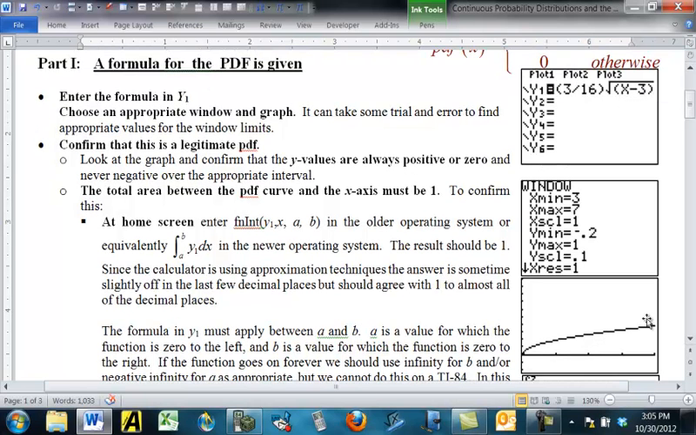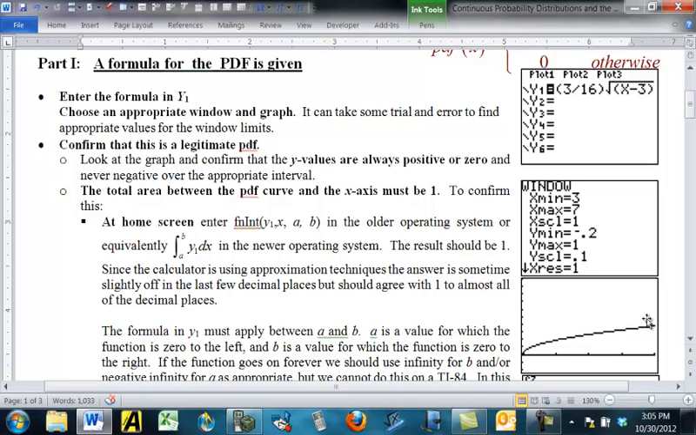And so, now, the next thing is, is this really a legitimate PDF? How do we tell? Well, what characteristics should a PDF have? Well, the graph should always have y values that are either positive or 0, but never negative, over the appropriate interval. So from 3 to 7, which is what we have graphed here, we can see that this graph never goes below the x-axis. So y is never below 0. And so that's exactly what we need to find. And then that's number one.